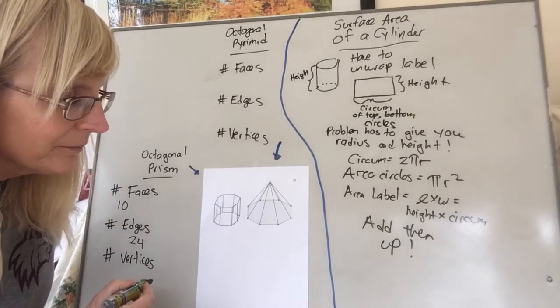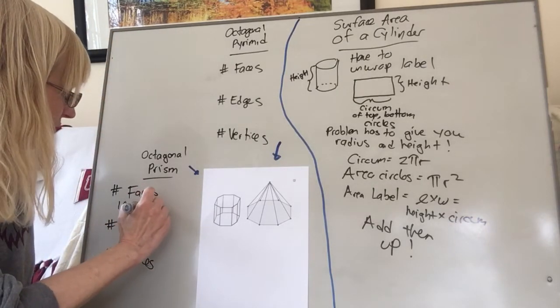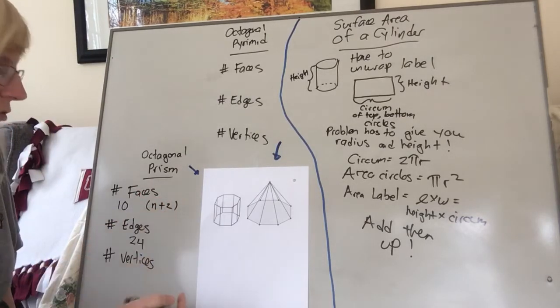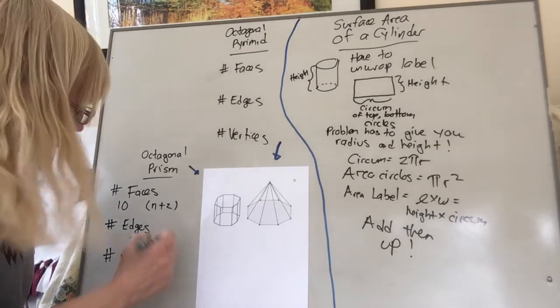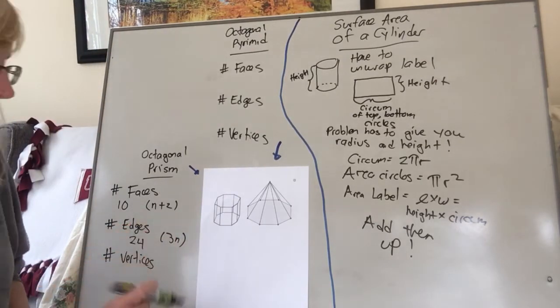Okay. And there were formulas that I went over in the notes. For faces, it was n plus 2. So n is 8 because it's an octagon. So 8 plus 2 is 10. And then for how many edges, it's actually 3n. So n is 8. So 3 times n is 24.